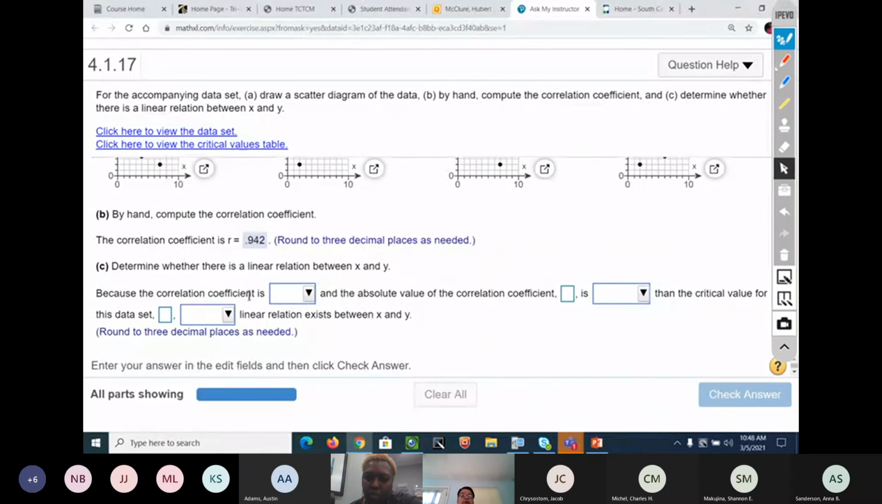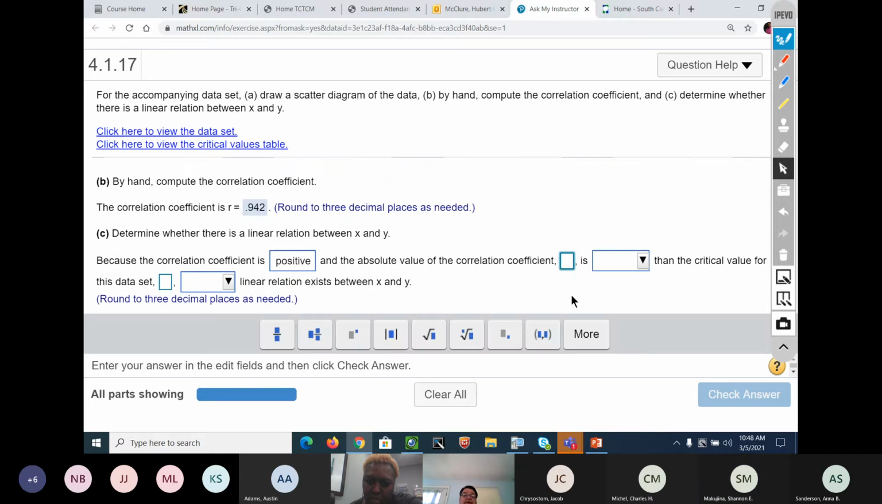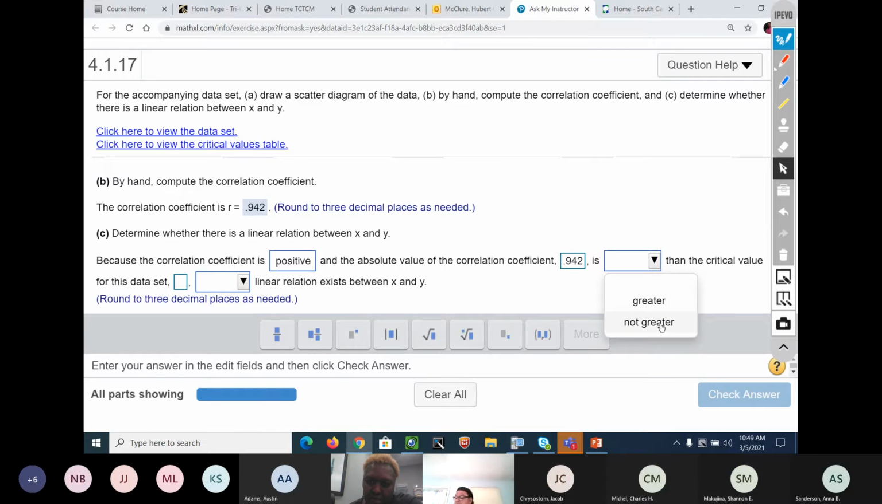Because the correlation coefficient is what? What is our R? Is it positive or negative? Positive. It's right there above it. Yep, it's positive. And the absolute value is the same number. It's the distance from that number to 0, 0.942. Is it greater or not greater? We just said it was what? Greater. It's greater than the critical value, which is 0.878.